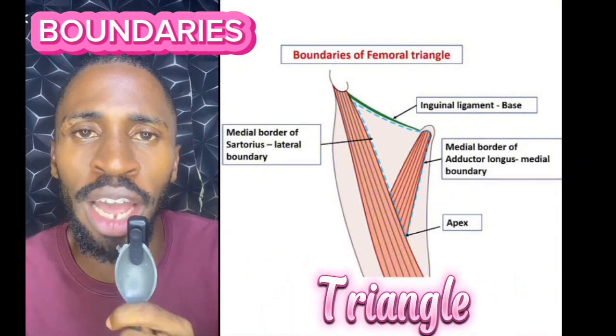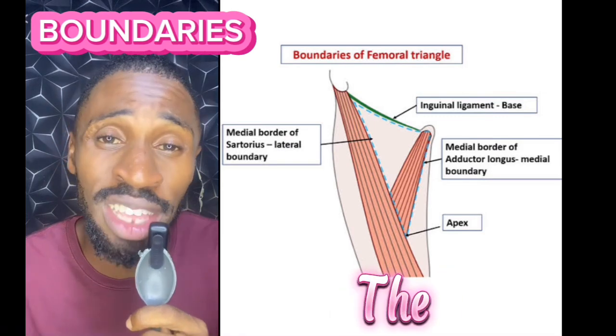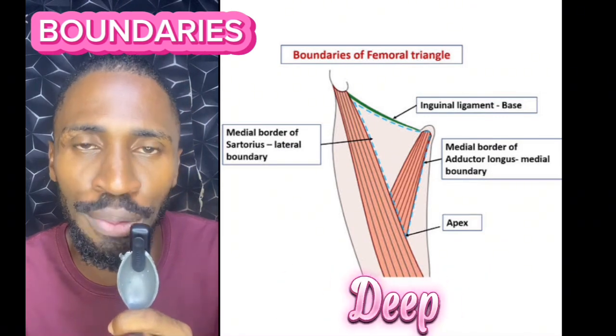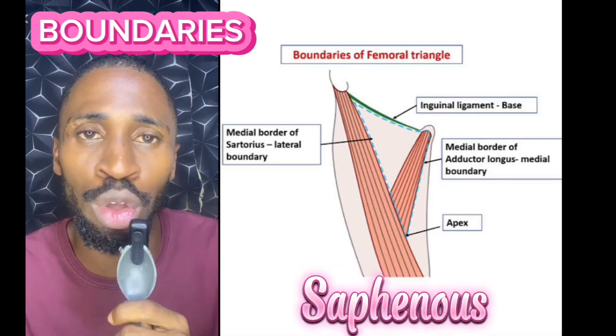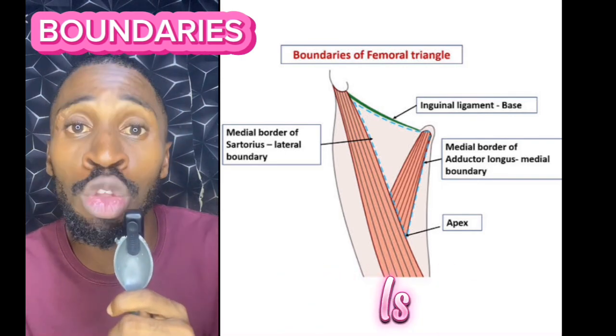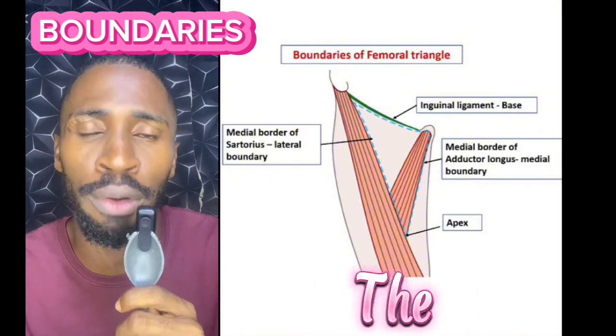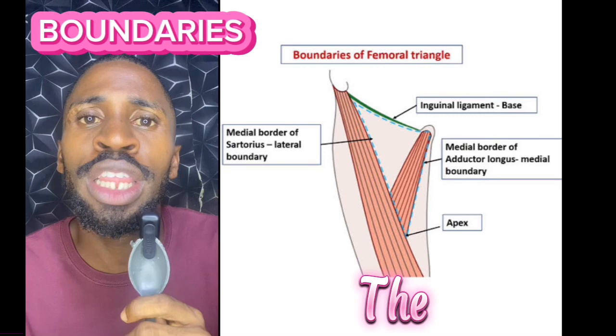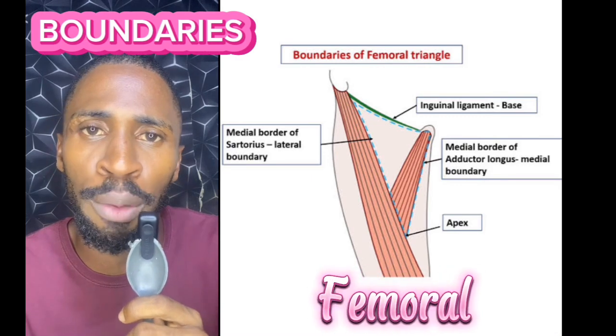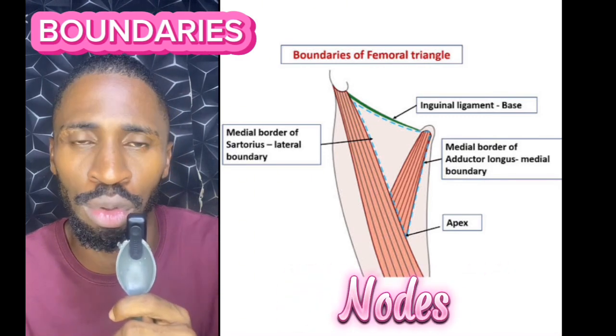The roof of the femoral triangle has layers called the skin, the superficial fascia, and the deep fascia. The deep fascia is the fascia lata, which has an opening called the saphenous opening. The saphenous opening is where the great saphenous vein drains into the femoral vein. It also contains cutaneous vessels, the femoral branch of the genitofemoral nerve, and the superficial inguinal lymph nodes.